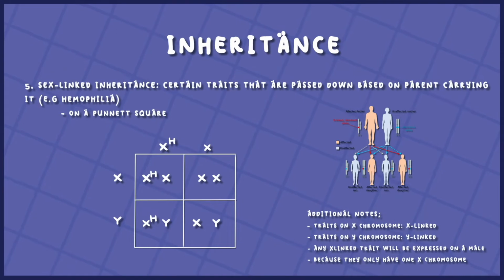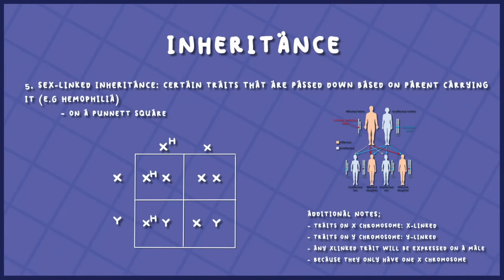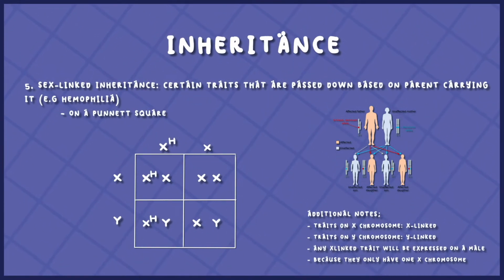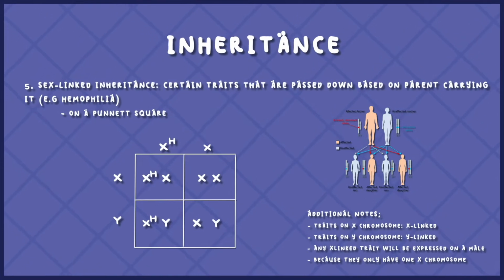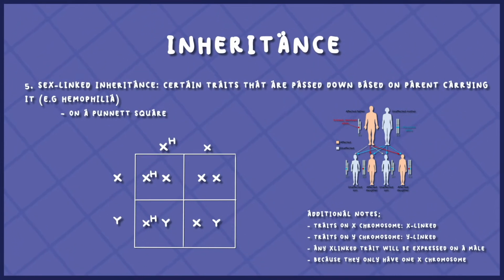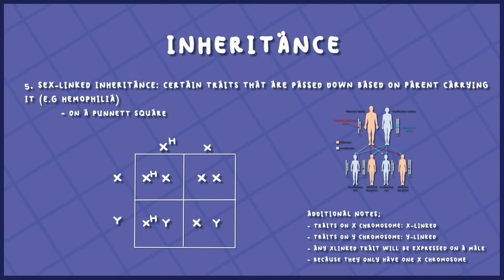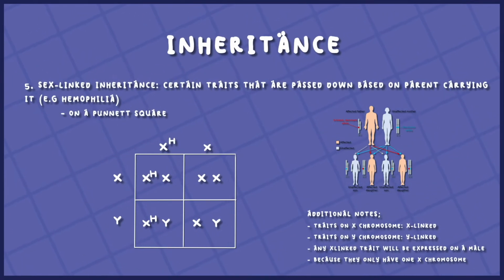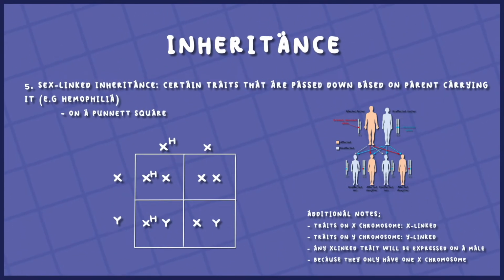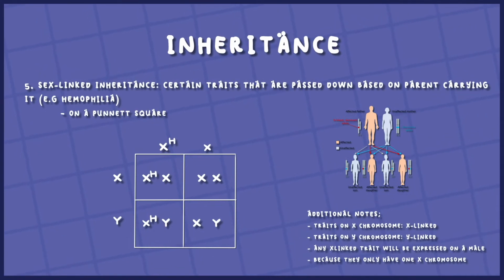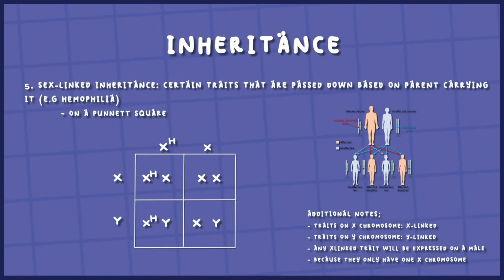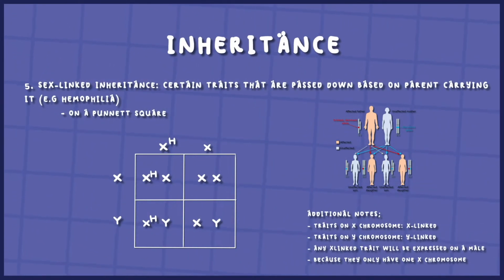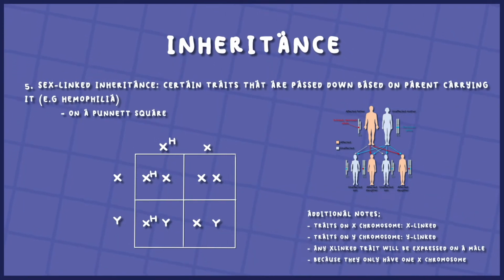However, X-linked traits are more common as the X chromosome is bigger. A great example of an X-linked trait is hemophilia, and it is more common in males as they only have one X chromosome, meaning that any recessive gene on the X chromosome will always be expressed. This is different for females, however, as they have two X chromosomes, so it's more likely for them to be a carrier rather than actually having it.